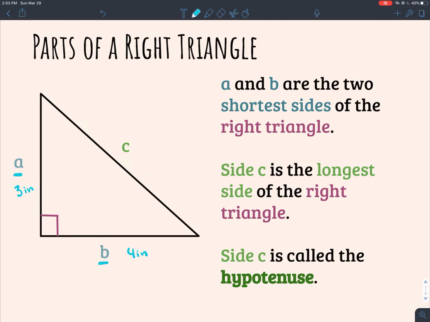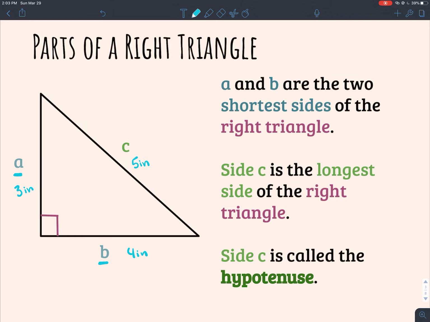And then side C is the longest side, the hypotenuse. So in this example, if we're using numbers, we could say that side C maybe is 5 inches. And that's going to work every single time. There's not going to be a right triangle where C is not the longest side. And fun little fact, C is the hypotenuse. So again, longest side of the right triangle.